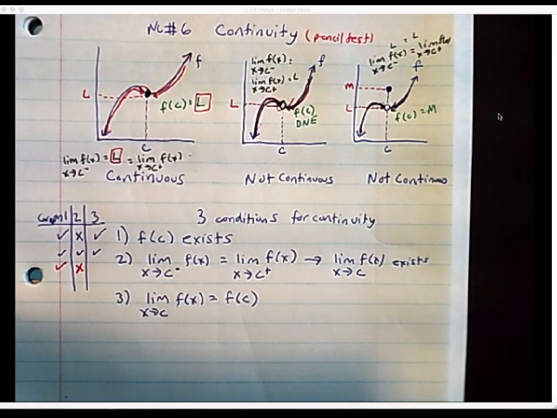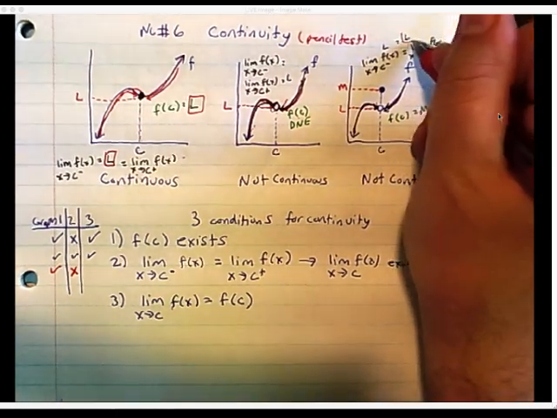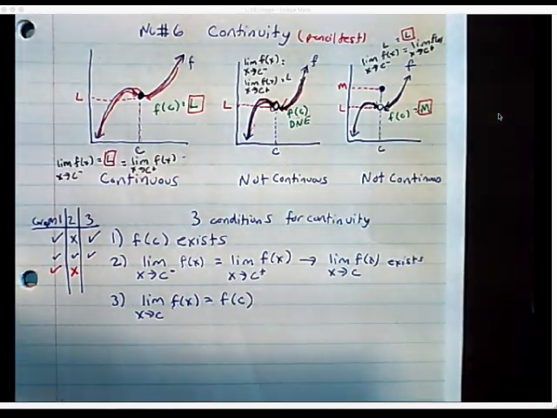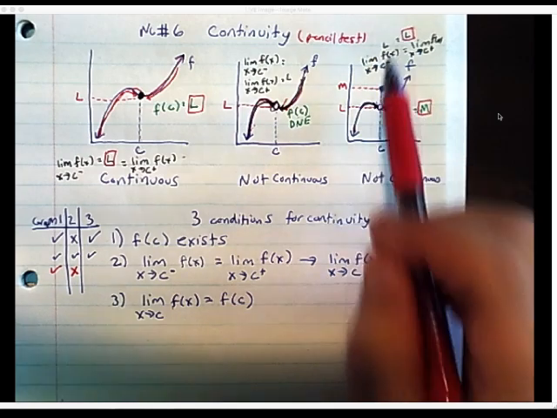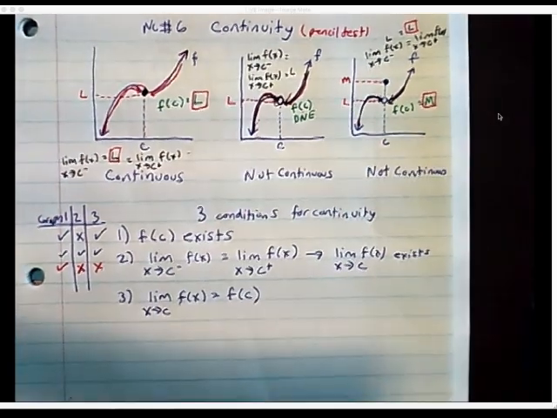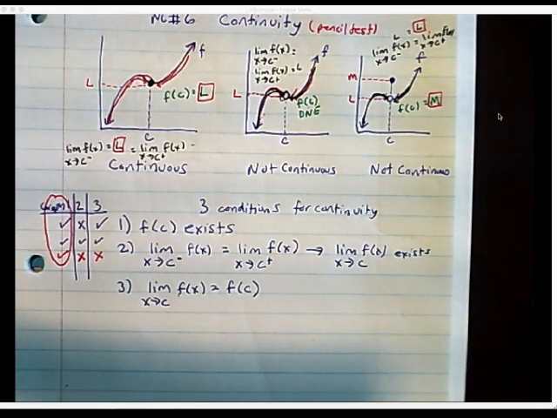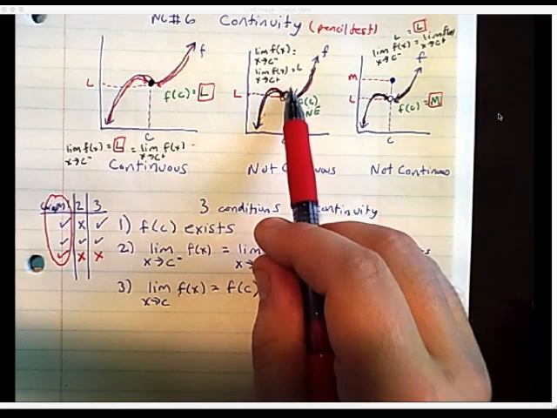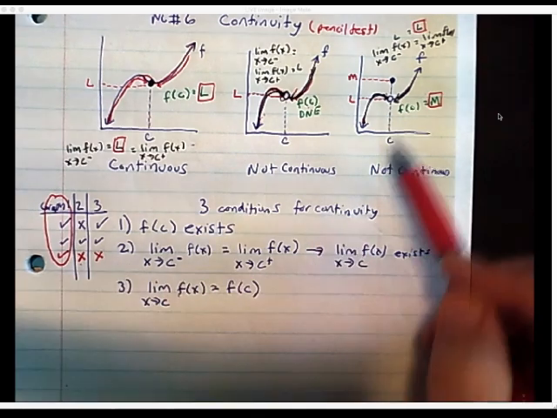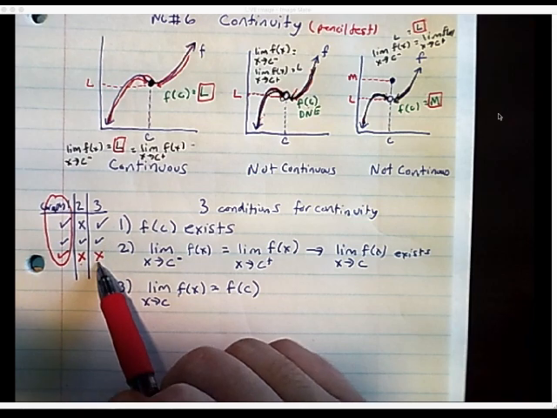Okay. And in the third graph here, the limit existed, so the limit was L from both sides, but the function value itself is M. These two things do not equal each other. L does not equal M, so it fails the third condition. So only graph 1 meets all 3 conditions. Okay. The second graph failed the first condition and it failed the third condition. And the third graph met the first 2 conditions, but it failed the third condition.